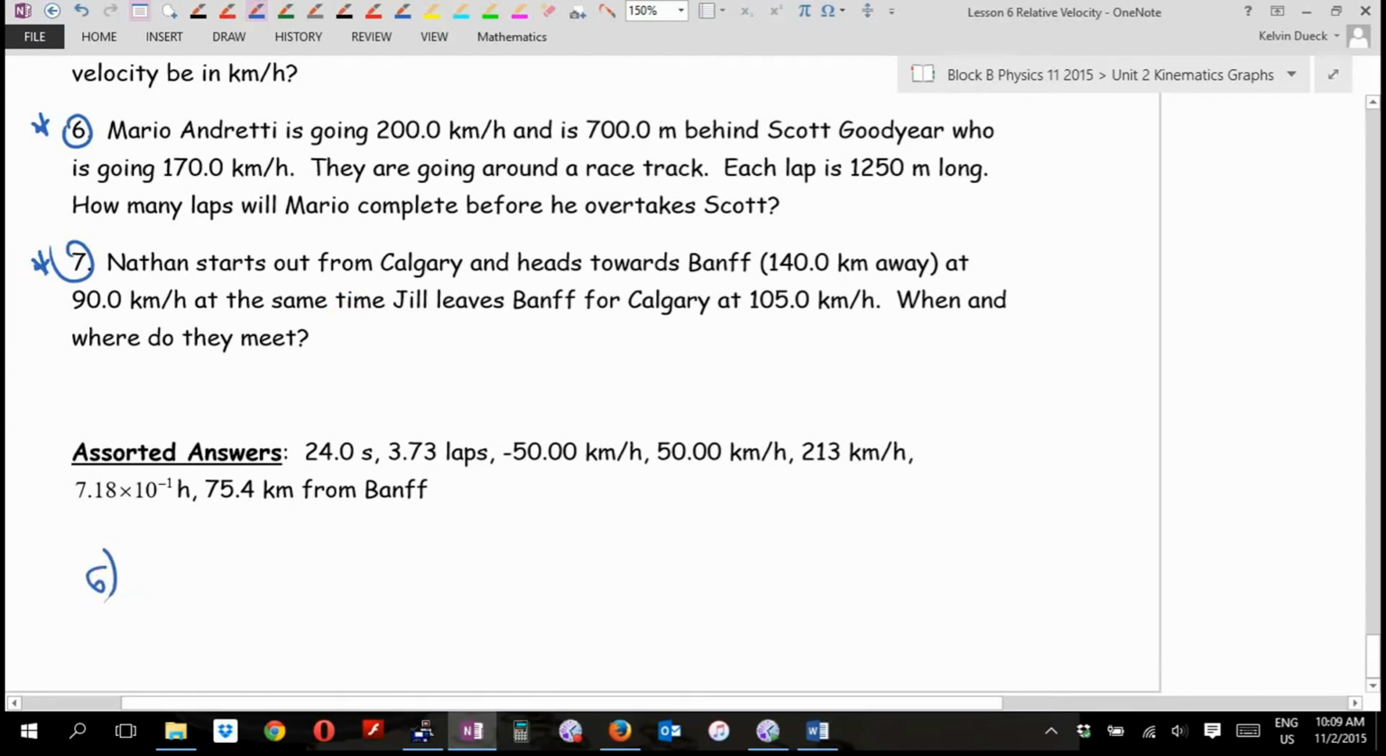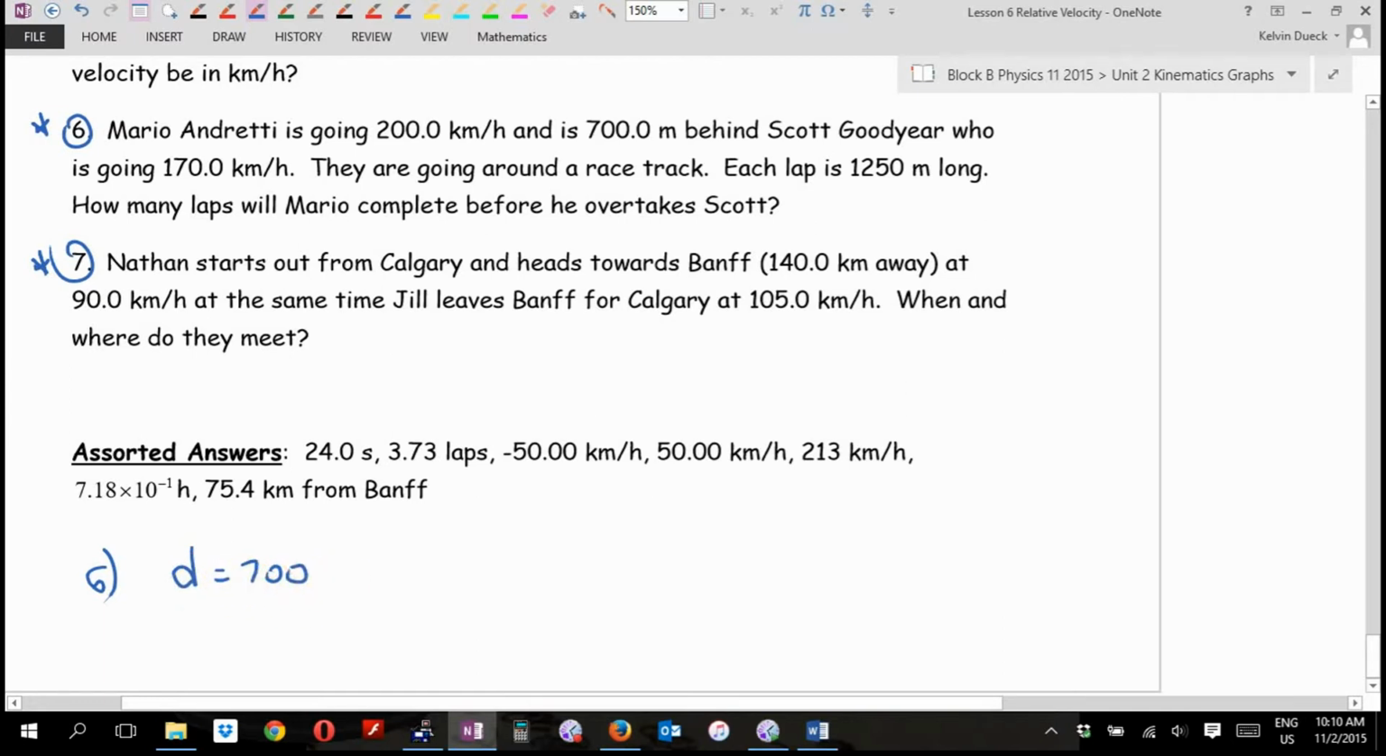All right. I'm going to eventually go everything in meters per second because I got kilometers per hour, but I got the track in meters and a distance in meters. Here's what I said. Let's pretend everything is standing still. This is what we can do with relative velocity. How far is Scott Goodyear behind Mario Andretti, or how far is Mario Andretti behind Scott Goodyear? How many meters, Sam? 700 meters. I said he has to make up this.